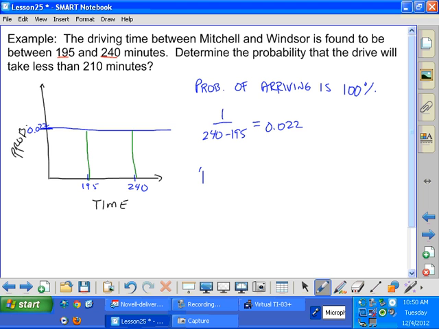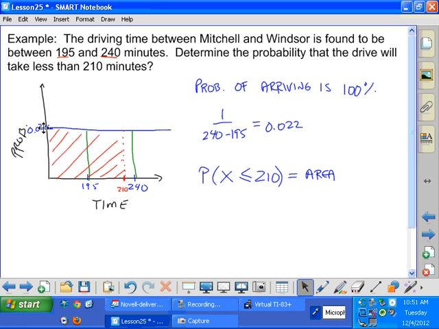So the question wants us to determine the probability, x being our independent variable, that it will take less than 210 minutes. And I'm going to put area. The area here, 210, occurs about here. So what's the probability that it's going to be 210 or less? Well, this is the area that we need to calculate in order to solve this question.